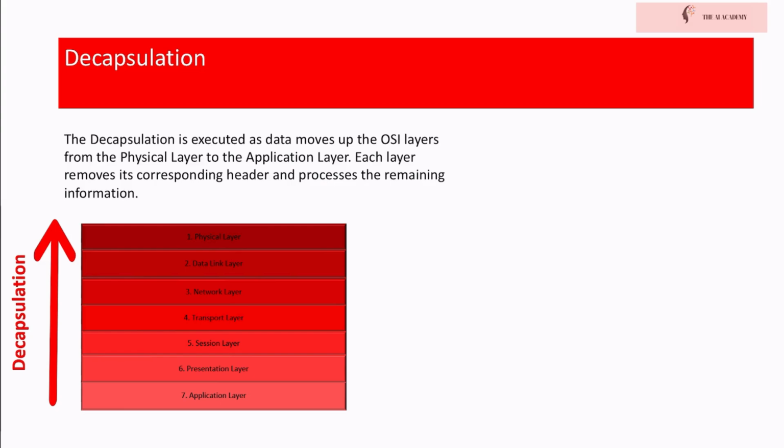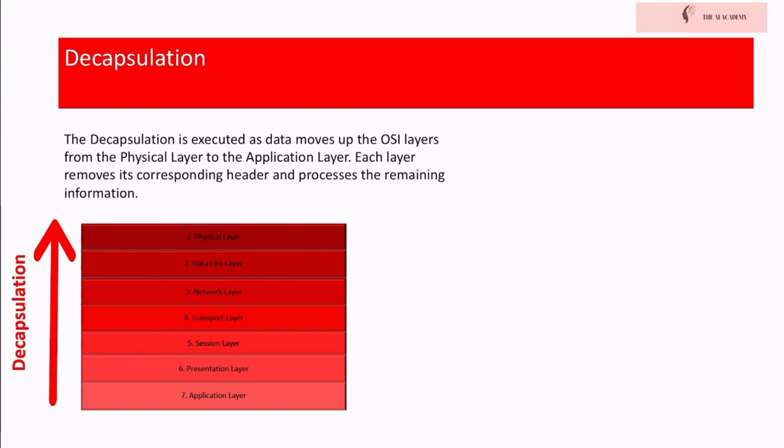Decapsulation is executed as data moves up the OSI layers from the physical layer to the application layer. Each layer removes its corresponding header and processes the remaining information. At the physical layer, the raw signals are received and converted back into data frames. At the data link layer, the layer removes the data link header and trailer, processes the frames, and passes the resulting packets to the network layer. The network layer removes the network header, processes the packets, and forwards the resulting segments to the transport layer.